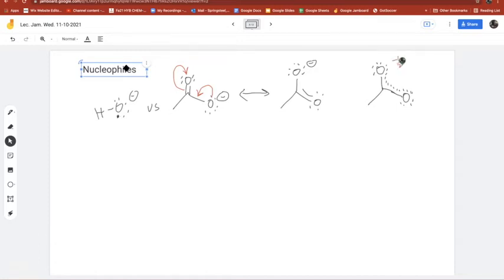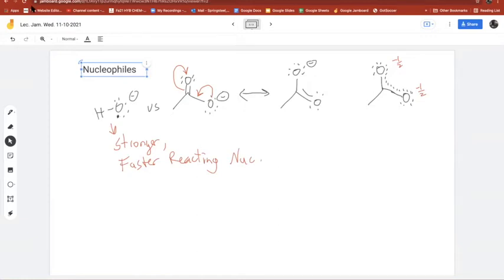Okay, so I said more negative charge, faster reacting nucleophile. So this oxygen has a full -1 charge. These two oxygens only have half a negative charge, and only one of them is going to react with the electrophile. So who reacts faster? That one's the stronger, faster reacting nucleophile. Yeah, full negative charge versus half a charge.